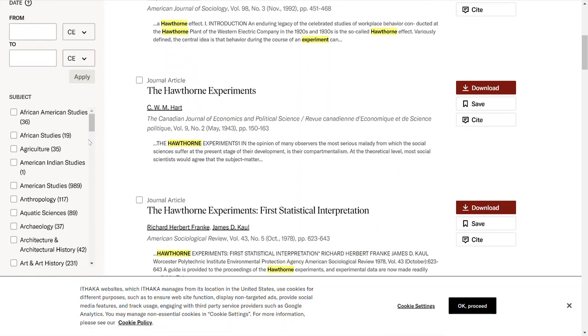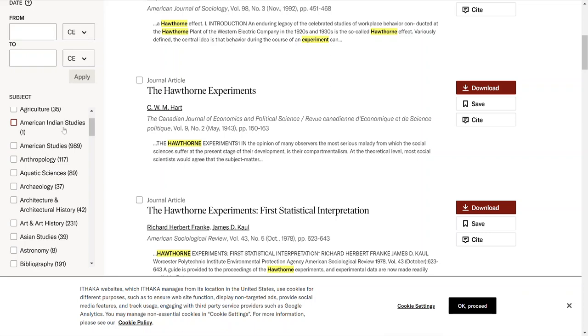So I'm going to go down here to the subject area, and there are a lot of subject areas. I ask myself, am I really interested in the Hawthorne studies from the perspective of agriculture? Probably not, so I'm not going to select that. Notice there are only 35 articles that deal with the Hawthorne effect and agriculture. There's only one American Indian study, American Studies 989. Well, that may be worth looking at for persons interested in organizations in America.